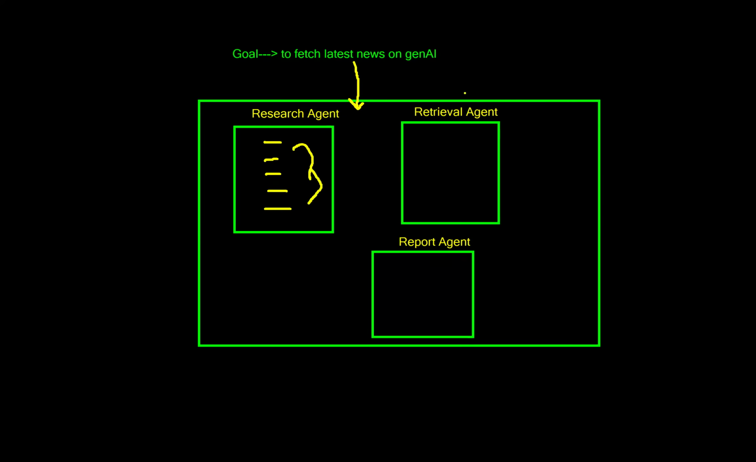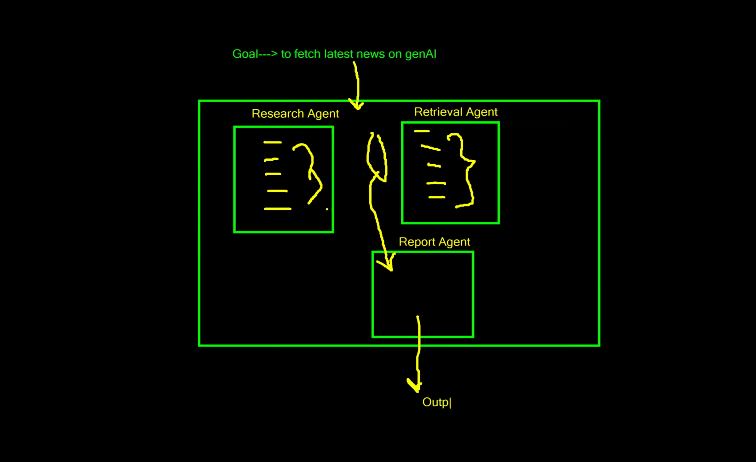Then the next agent, the retrieval agent, what it will do, it will try to retrieve some of the information from, let's say, news APIs, right? So where the latest news are published. So it will fetch those information from the latest news on Gen AI. They will collectively use this information, and they will feed it to the report agent. Whatever collective information is provided by the research agent and retrieval agent, it will create a well-defined report, and it will showcase it in the output to the user.